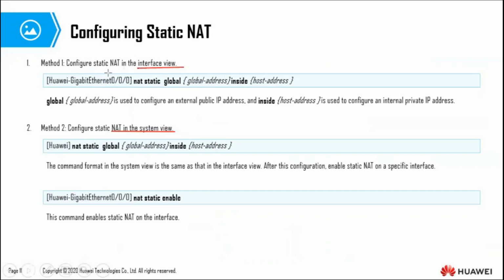So by interface view, it means you go into a particular interface, for example, the G0/0/0, then you use the command nat static global, then you give a global IP address. So use the keyword global, then a public IP address. A global address means a public address. Then the keyword inside, then a private IP address. Are we together?